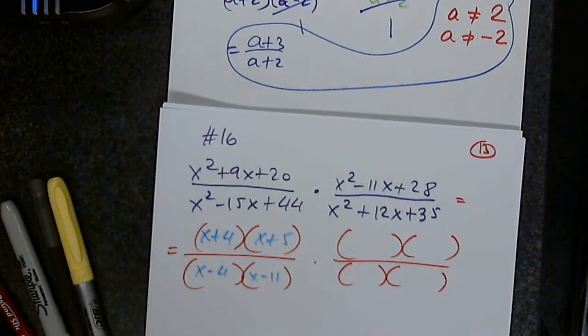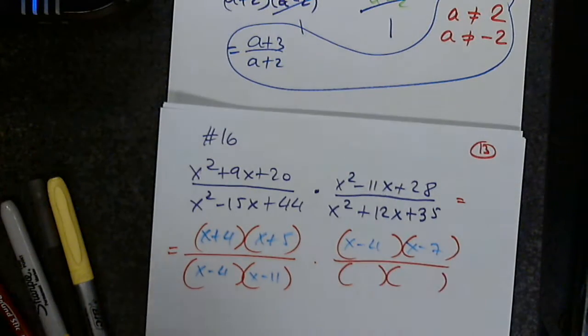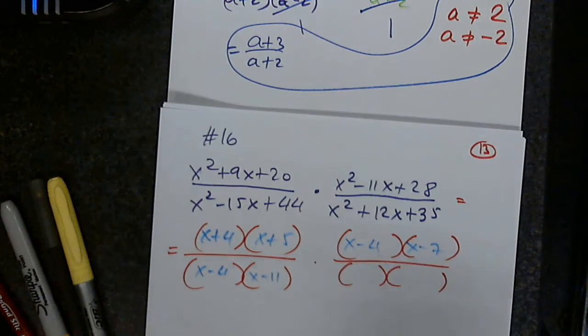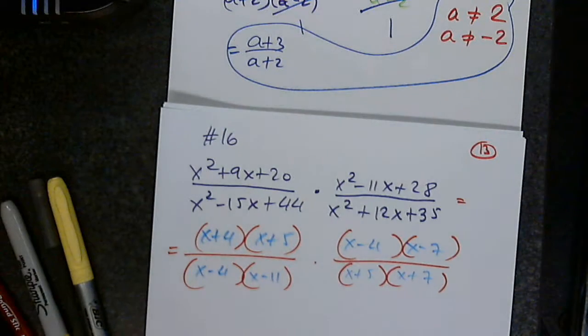Okay, the top of the second. x minus 4, x minus 7. We all agree with x minus 4, x minus 7? And then x plus 5, x plus 7. Do we all agree with x plus 5, x plus 7?